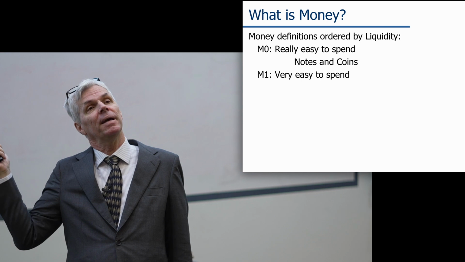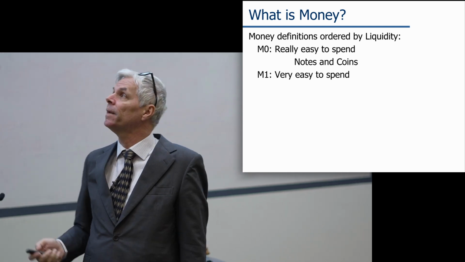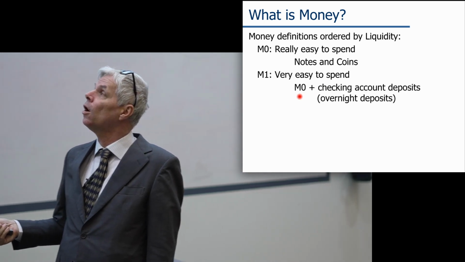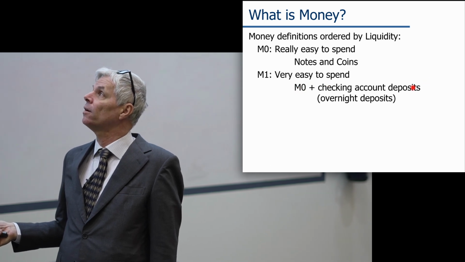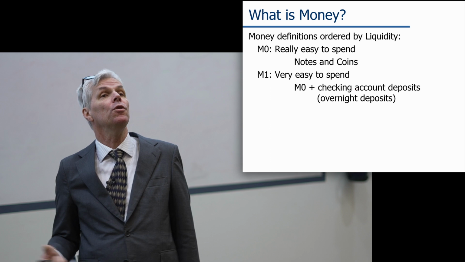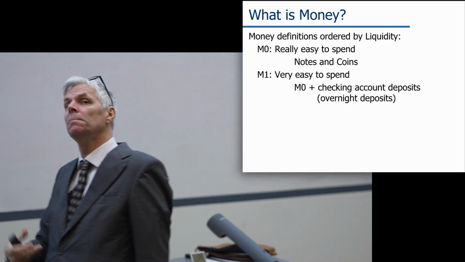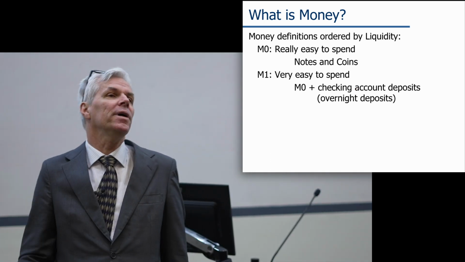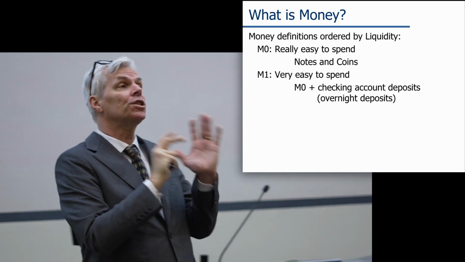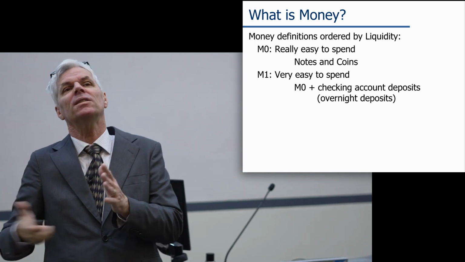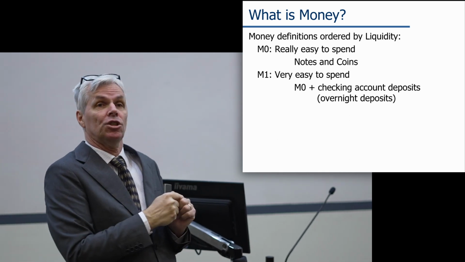Maybe not as easy to spend as M0, but still pretty easy to spend. So it's going to include all the notes and coins, and in particular, we're going to add also checking account deposits here. Right? If you have wealth in your checking account, in our society, super easy to spend. Ping, you've bought something, right? And so the fact that you have it in your checking account, it makes it pretty much just as easy to spend as if you had it in cash, okay?